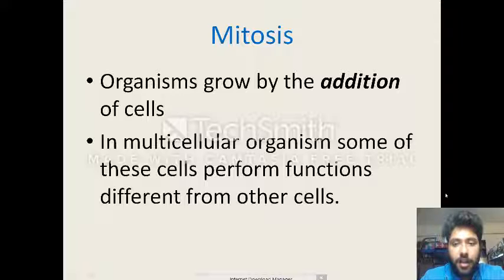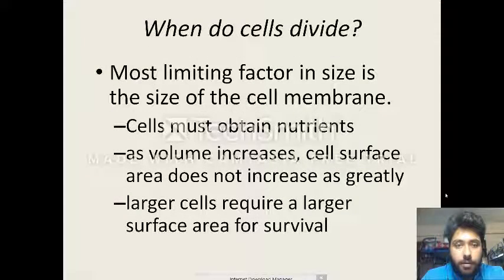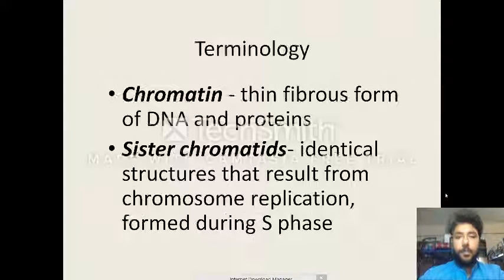So basically, the definition of mitosis is given here: organisms grow by the addition of cells in multicellular organisms. We'll skip that. When do cells divide? The most limiting factor in size is the size of the cell membrane. Cells must obtain nutrients. We all know this, right? So, cell division versus nuclear division.